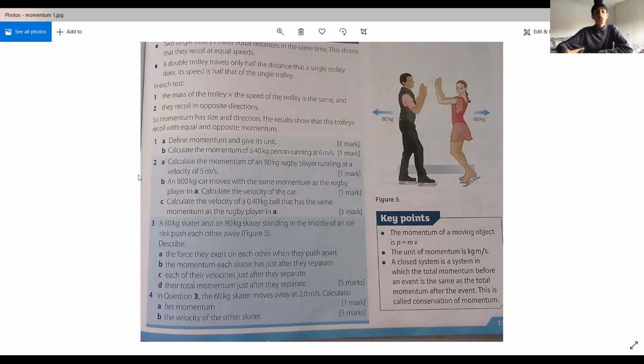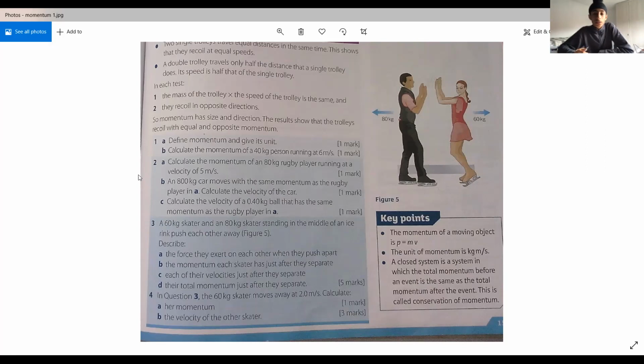So when they push each other, the 60 kg person will... No, won't the forces be the same actually? Exactly. That is what they want to see. So they'll be pushing each other with equal but opposite forces. It's just that the 60 kg person will move back at a faster acceleration, or even at a faster speed. You're absolutely correct.